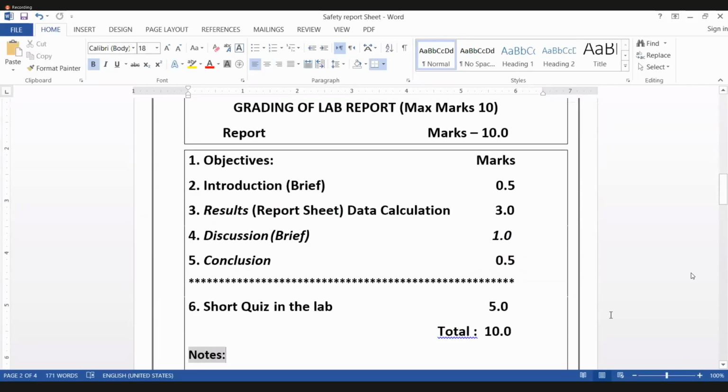This is the grading system for the report. You have to write first what is the objective, what is the introduction, and the lab results. The data will be given by the teacher, and the calculation you have to do yourself.